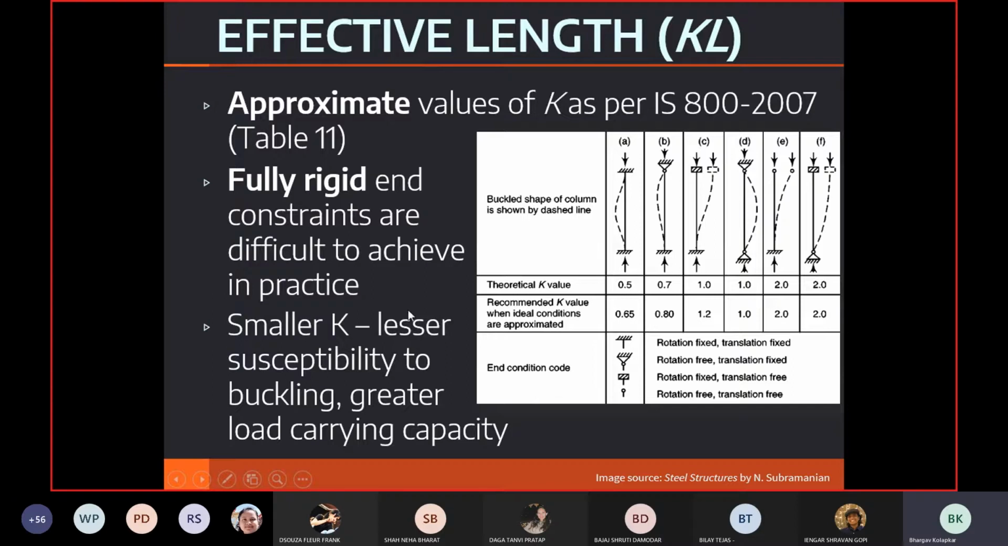Now, by now, one thing is clear: the smaller the value of k, the lesser is the susceptibility of the column to buckle, and the greater is the load carrying capacity of the column. Just as we looked at the load carrying capacity of a fixed column, comparing it with that of a pin column, we saw that the load carrying capacity of a fixed column is 4 times that of a pin column. So the smaller the value of k, the lesser is the susceptibility to buckling, and the greater is the load carrying capacity of that particular column.